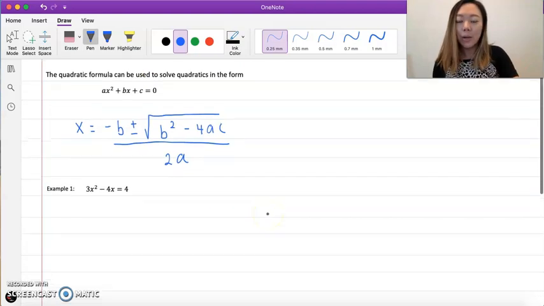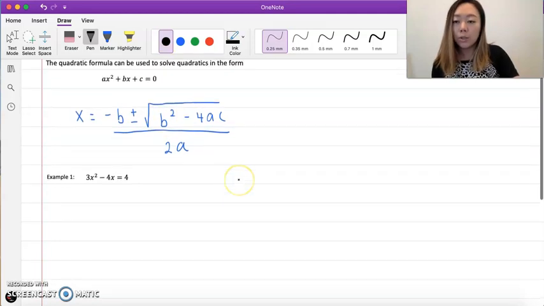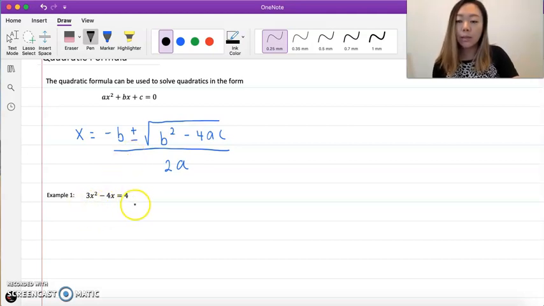Okay, so why don't we go ahead and take a look at an example here. So the example is 3x squared minus 4x is equal to 4. So we could already tell that we're given a quadratic equation because this variable x has an exponent of 2. So what we want to do is take this equation and write it in the standard form. So what we need to have is move this constant over so that we have a 0 on the right side of the equal sign.